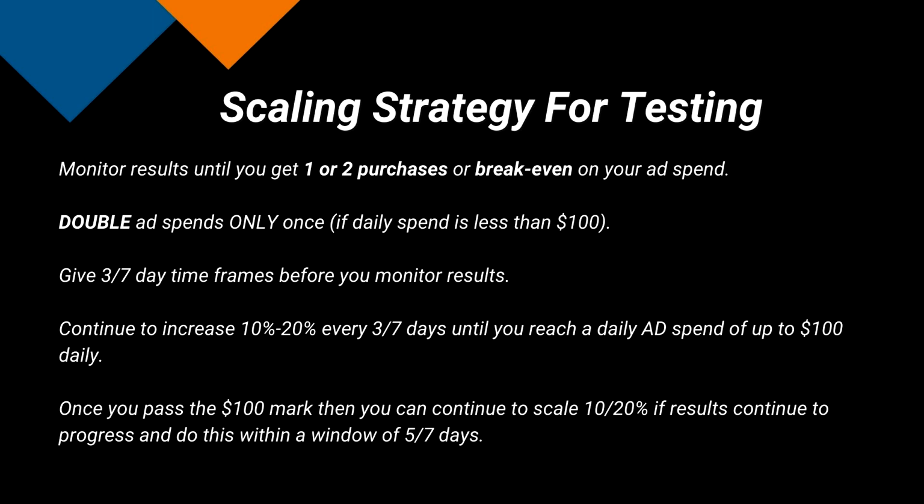But once you double the amount, you then want to give at least 3 to 7 days before you monitor the results. And if you continue to get good results, you want to then increase it by 10 or 20% every 3 to 7 days. And you want to do this until you reach a daily ad spend of up to $100 a day. So once you pass the $100 mark, then you can continue to scale 10 or 20% if results continue to progress, and you'll do it within a window of 5 to 7 days.